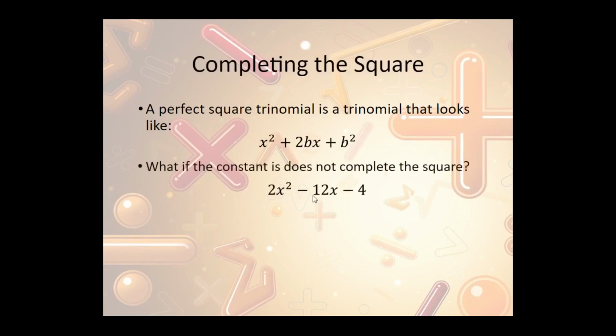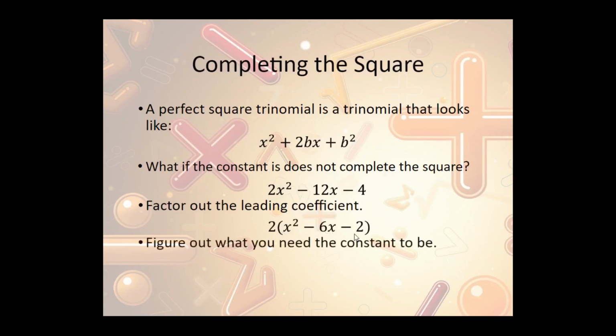We'll look at another example. Now we have 2x squared minus 12x minus 4. We're going to factor out the lead coefficient, because we can't complete the square if there's a number in front. So we divide everything by 2 and get 2 times (x squared minus 6x minus 2).